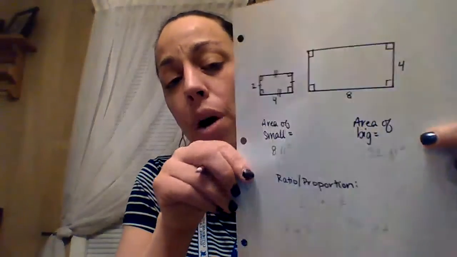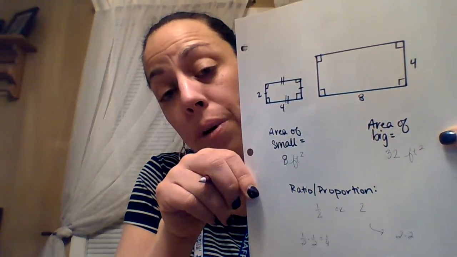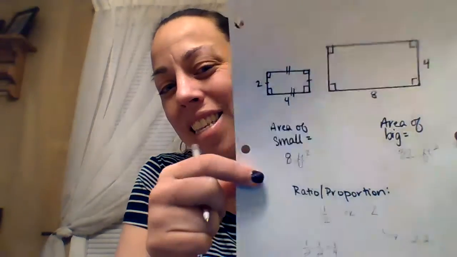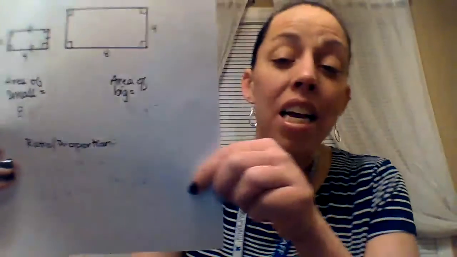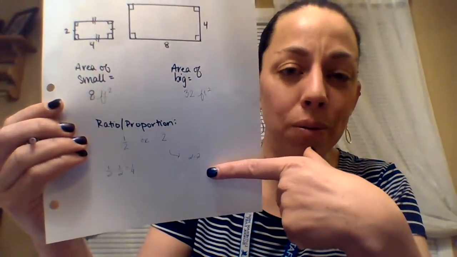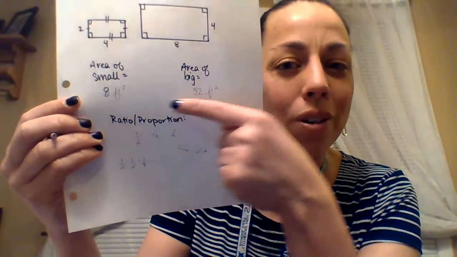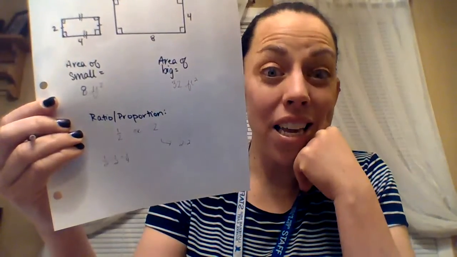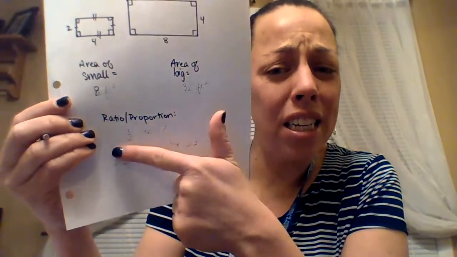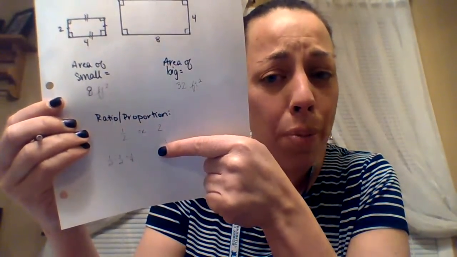Would you please tell me what 1/4 of 32 is? It's 8. This side, what is 2 times 2? 4. And what's 8 times 4? So guys, it looks like our pattern has a little bit to do with the original proportion, but we actually have to do something to it.